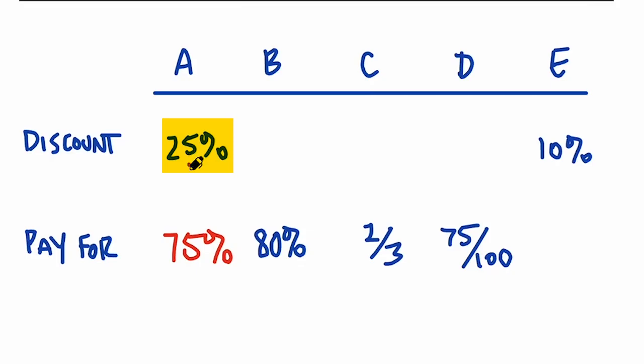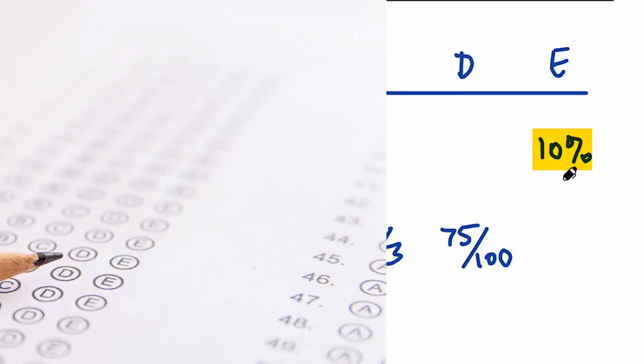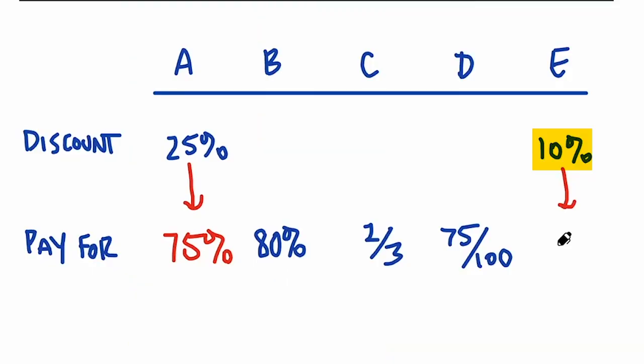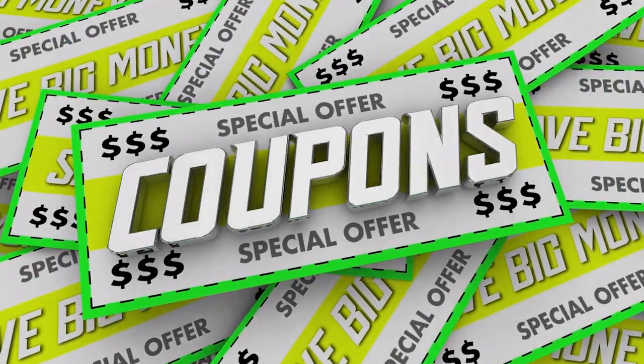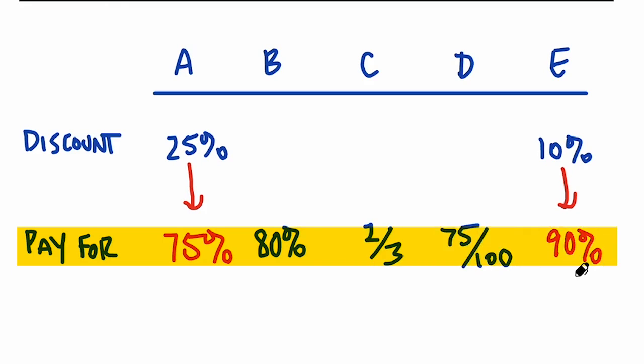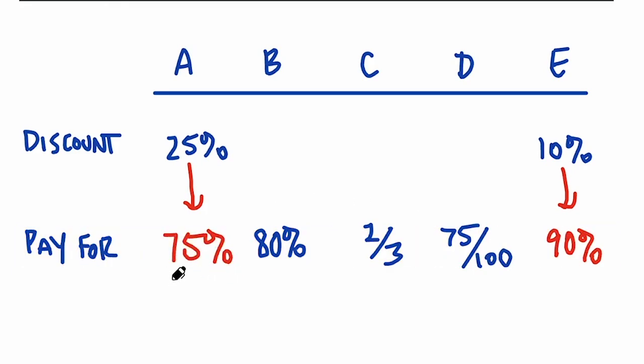So I'm going to take that 25% discount and think of it as paying for 75% of the amount. Okay, what about this other one, 10% off? If I lost 10% of the points on a test, then I got the other 90% right. So a 10% discount is like I'm left paying the remaining 90% of the original price. Now we're all in the pay for row of the table and we can compare these. Certainly, paying for 75% is preferable to paying for 80%, and that's preferable to paying for 90%, so we know that B and E are for sure wrong.